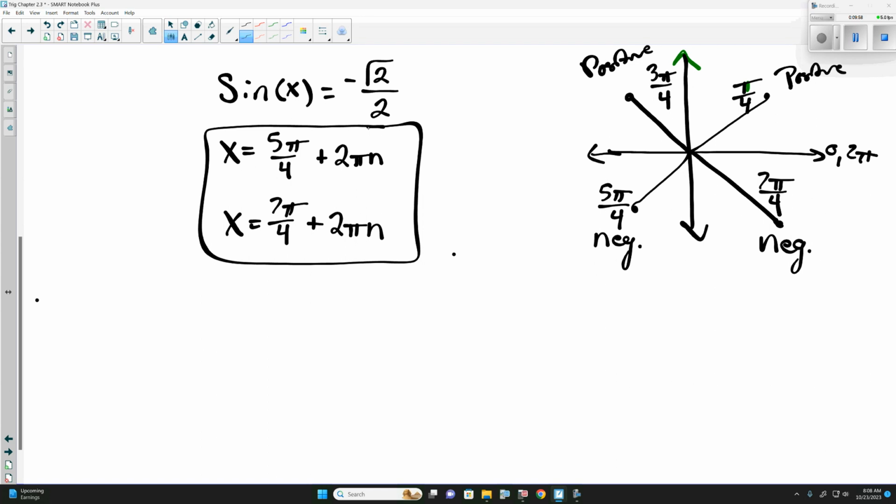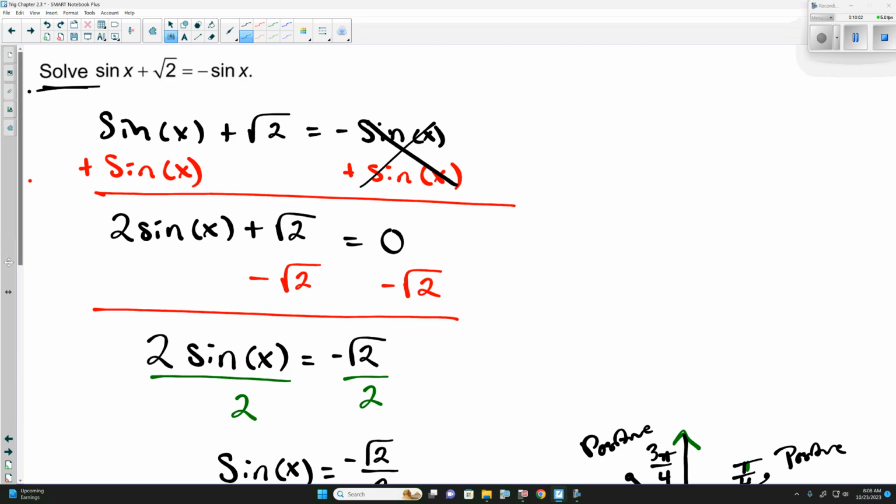Now, it might seem weird. When are we going to add 2 pi in? When are we not? Whenever it says solve, we're going to have to add it. Now, there are some cases where we can change it a little bit, and I'll point those out. But if it says for or when x, solve this when 0 is less than x is less than 2 pi.